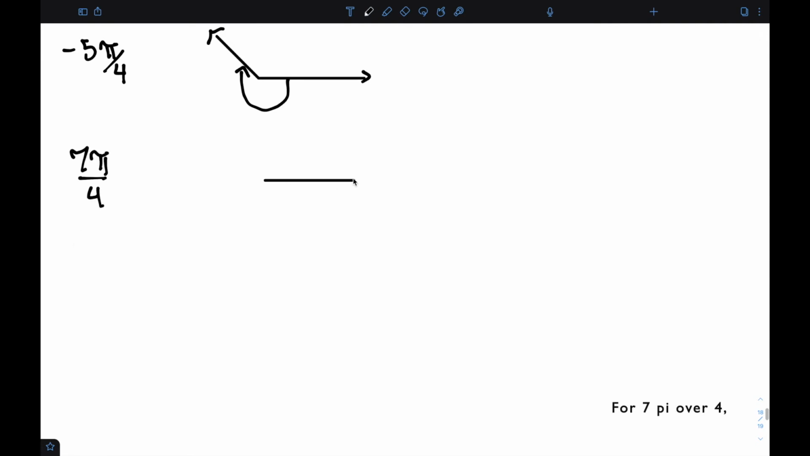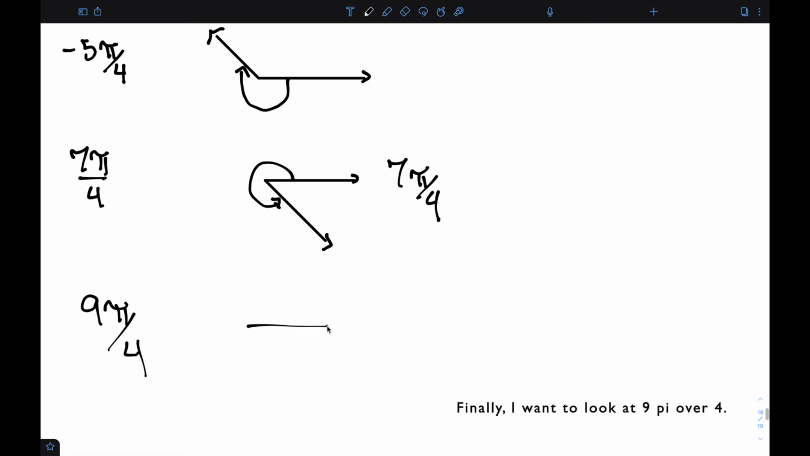For 7 pi over 4, we can once again count off the fourths. This is 1/4, 2/4, 3/4, 4/4, 5/4, 6/4, and then 7/4 is here. So this direction would be 7 pi over 4.